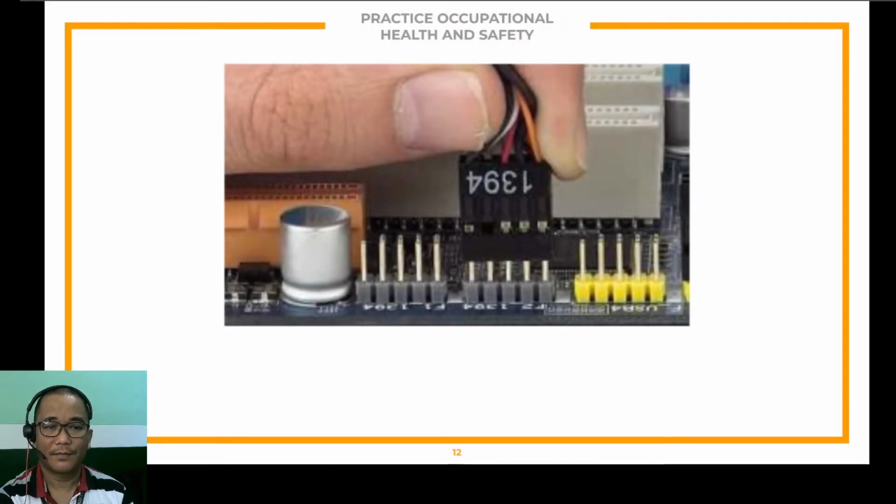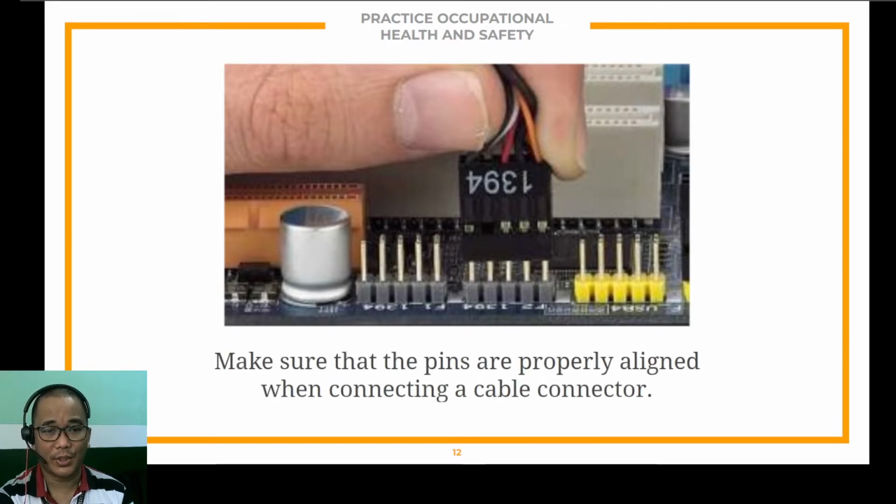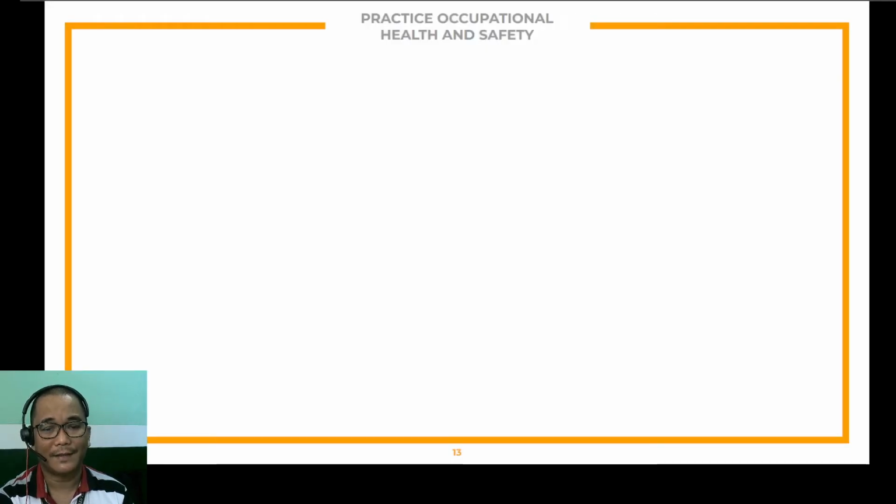The next one. Make sure that pins are properly aligned when connecting a cable connector. So always check if it is properly aligned to avoid damage to the pins, and most of all, damage to the component that you are working on. There's always a proper way to put those components in every pin, so always check if it is properly aligned.